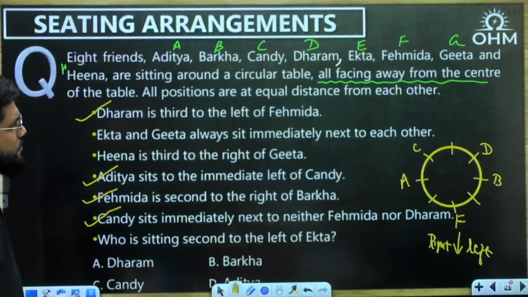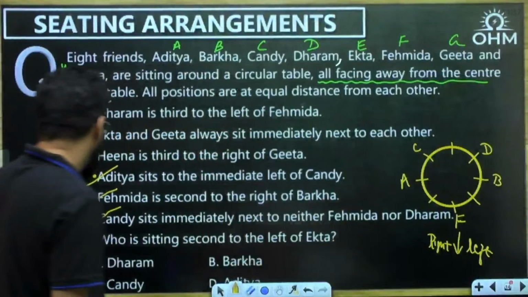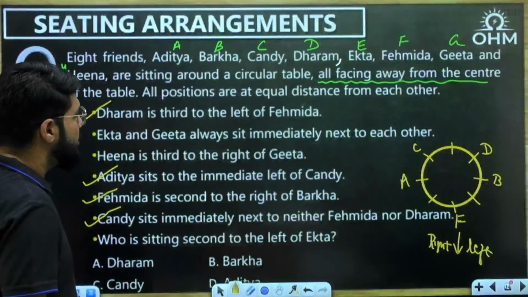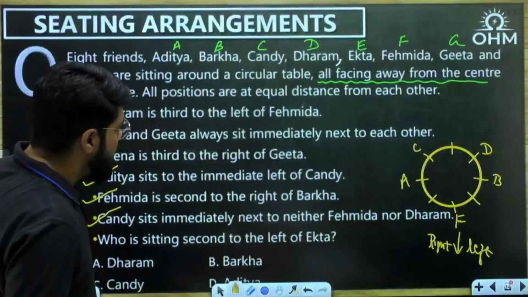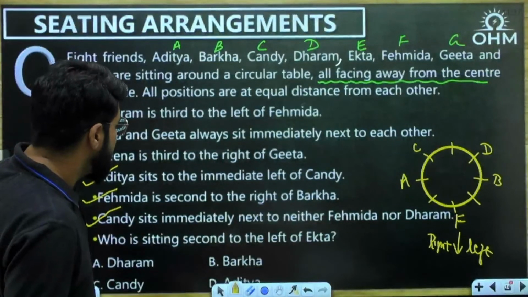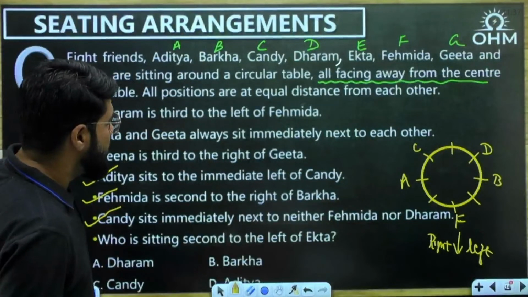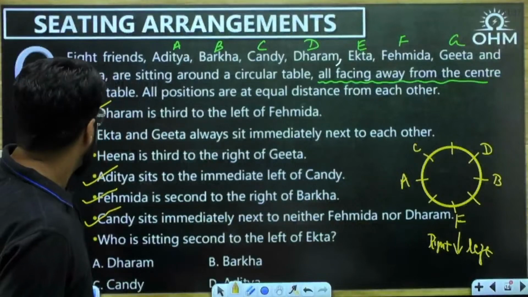Okay, now Ekta and Geeta immediately next to each other. Ekta and Geeta. No, there is some problem here, I think. Ekta and Geeta are immediately next to each other, but I am not left with the positions for them immediately next to each other. So there is something which has gone wrong, I think. Okay, Hina is third to the right of Geeta.